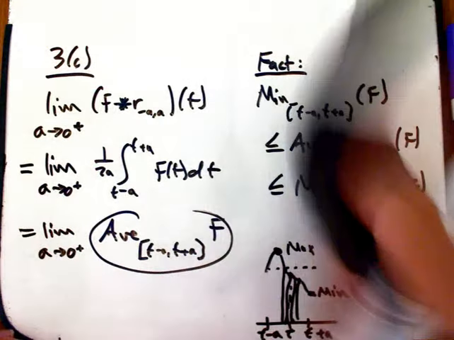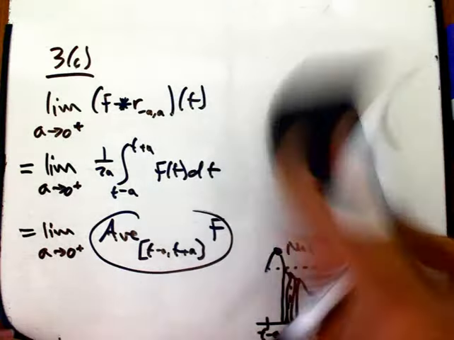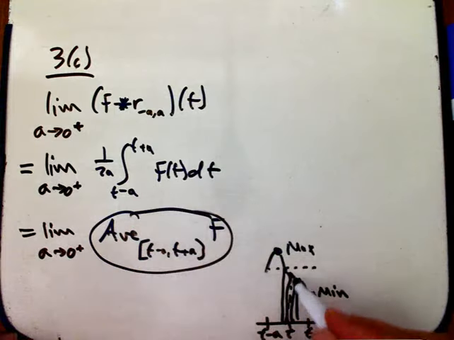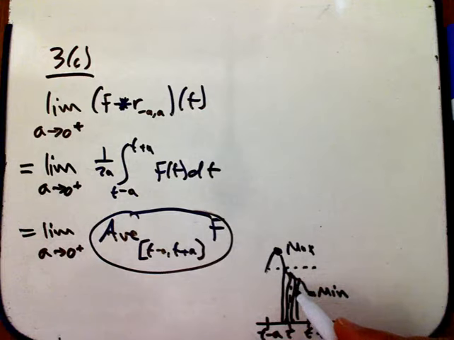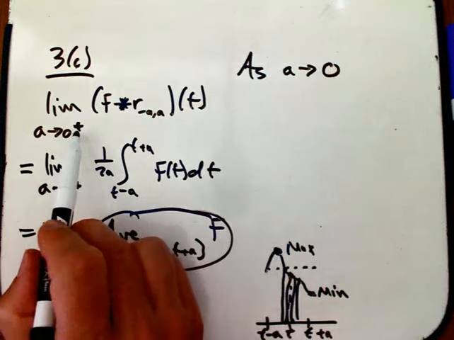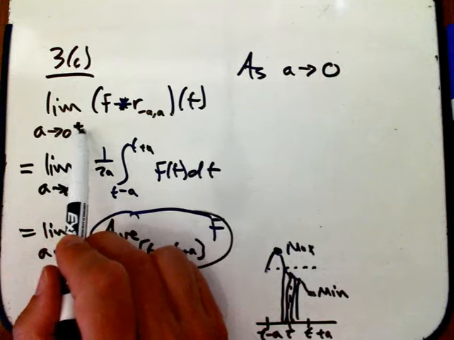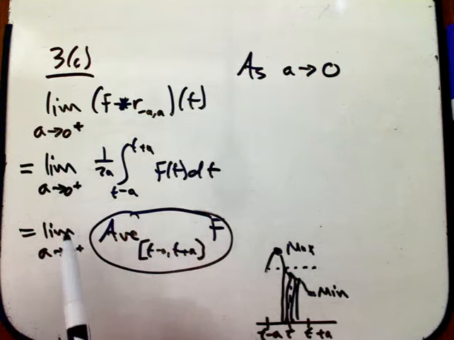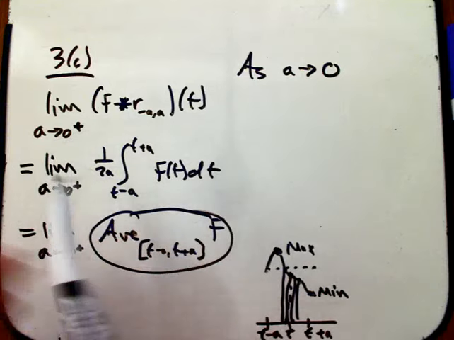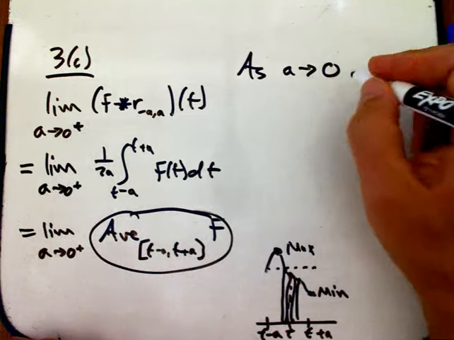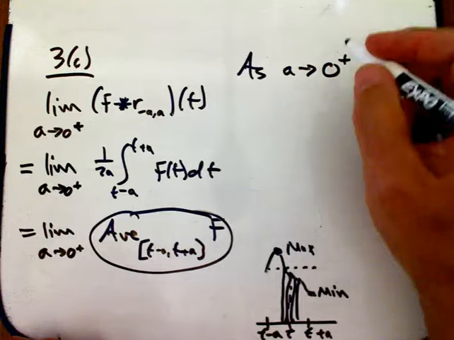Okay, I'm going to erase that fact. So I've got a limit of a bunch of values that maybe are wiggling up and down in an interesting way as a goes to zero, but they're always between the max and the min. One thing I forgot to put in the PDF: let's just look at a going to zero from the plus side. That's really the picture I want. If a is negative, everything's just flipped. It'll still work, but it's not particularly more interesting. So a goes to zero from the right, from positive values.